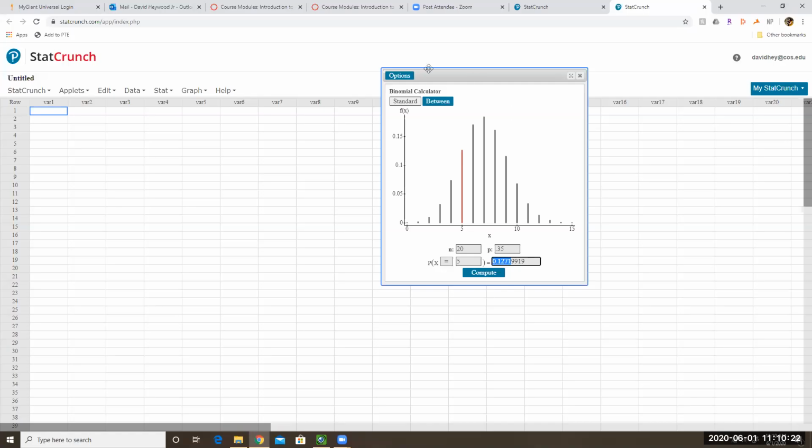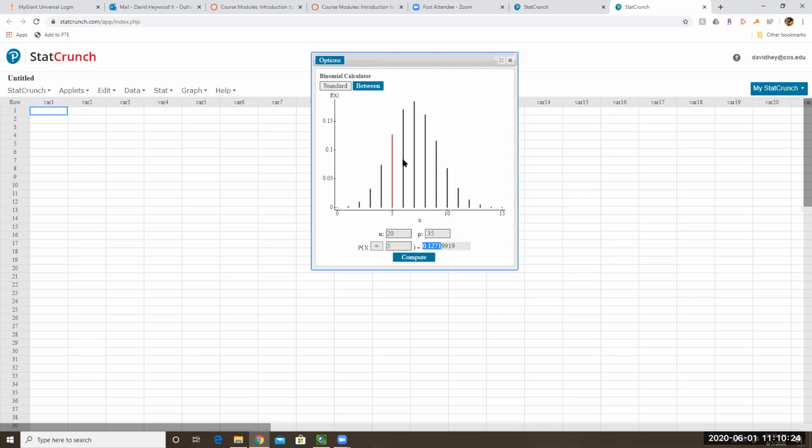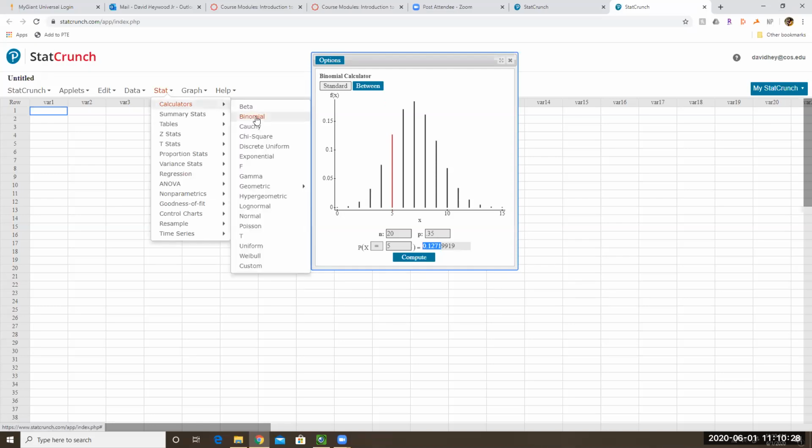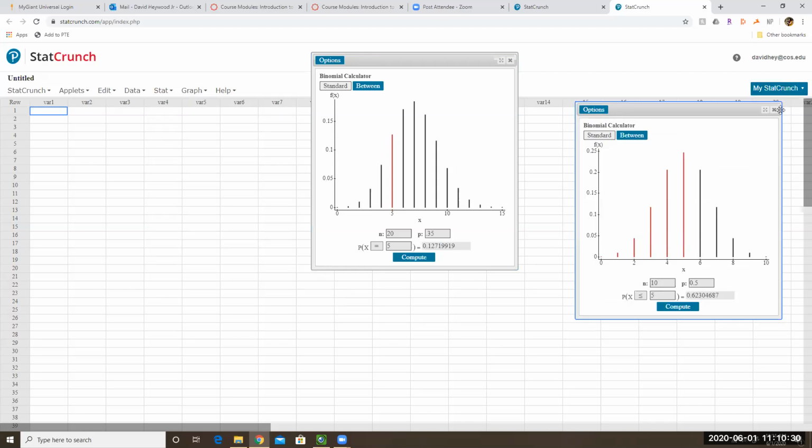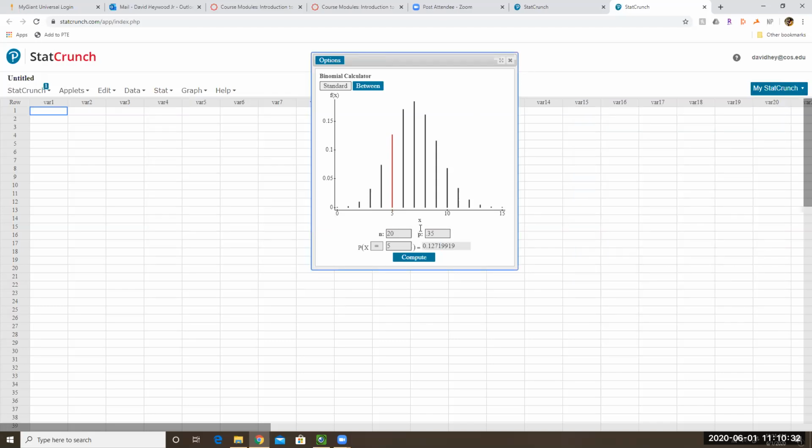Okay? So let's go to StatCrunch and see what that is. So I can just come back here to my calculator. Right, I got there by going Stat, Calculators, Binomial, and then it pulls up this thing, right? Okay, but you put in 20 for n, 0.35 for p, and then we're looking for the probability x is less than 4. So I need to change this inequality to a less than sign, and then I need to change this number to a 4.